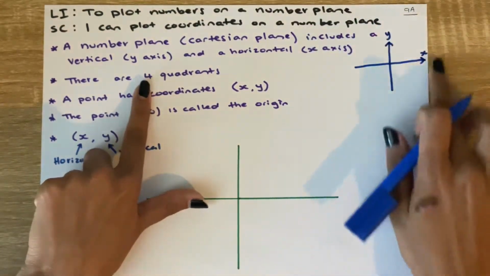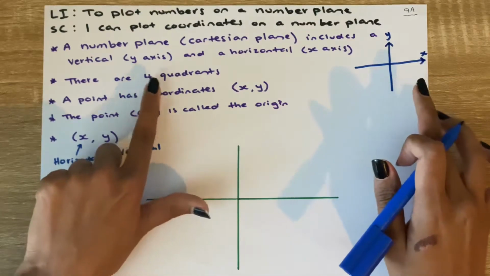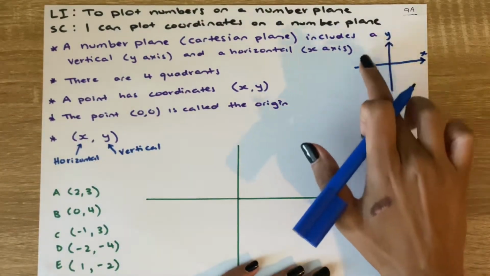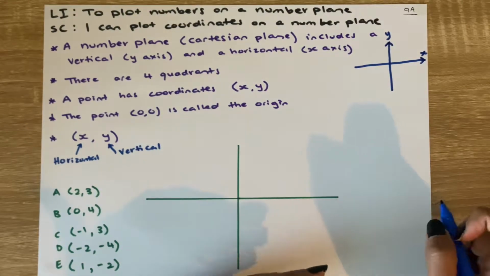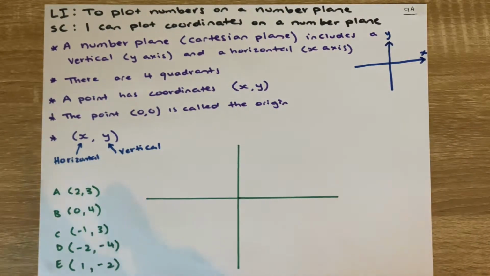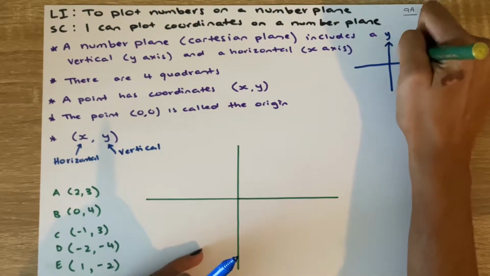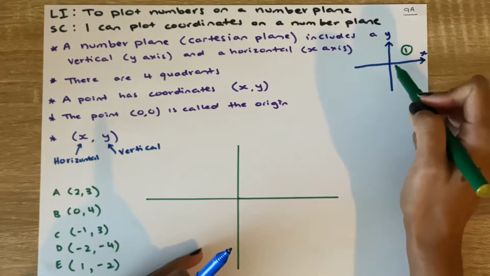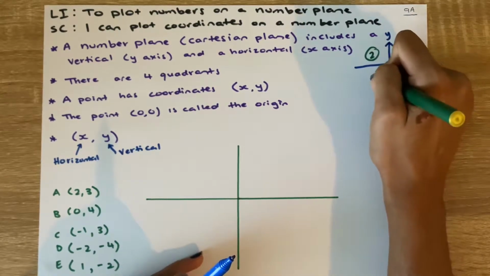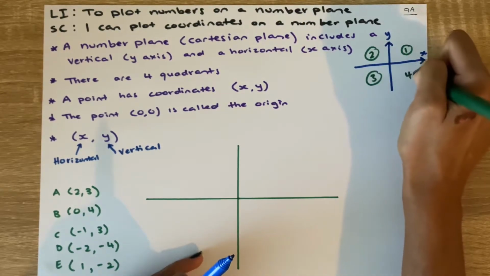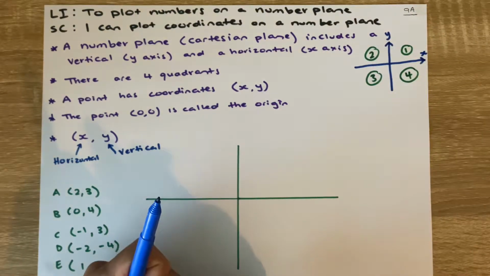Now, on our Cartesian plane or our number plane, we can divide it into 4 quadrants, okay? So you can see here there's 4 separate corners per se, and we can label them. So here we start off with quadrant 1 and we go anti-clockwise. So quadrant number 1, quadrant number 2, quadrant number 3, and quadrant number 4.